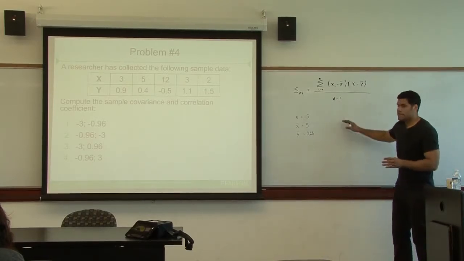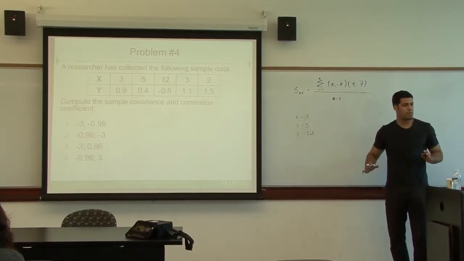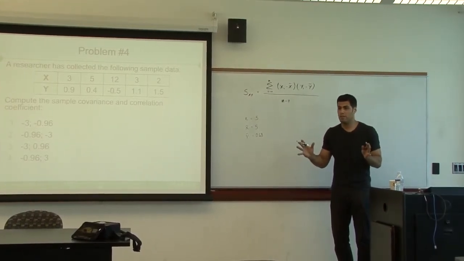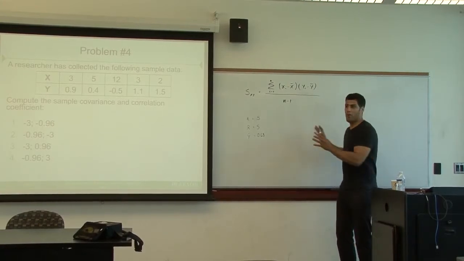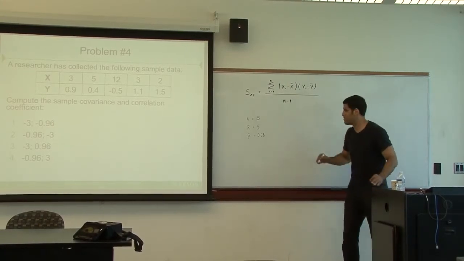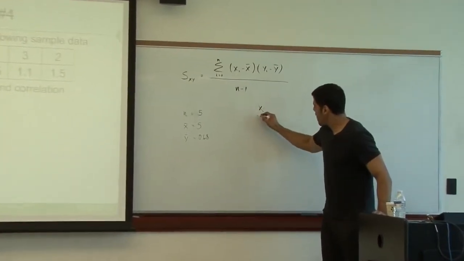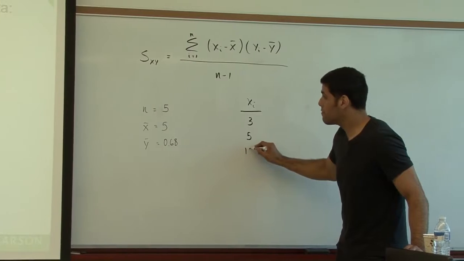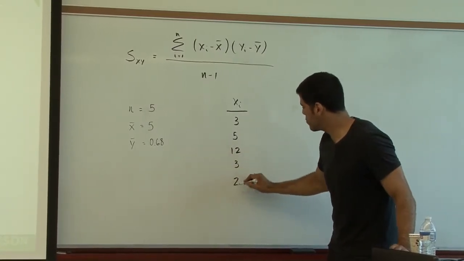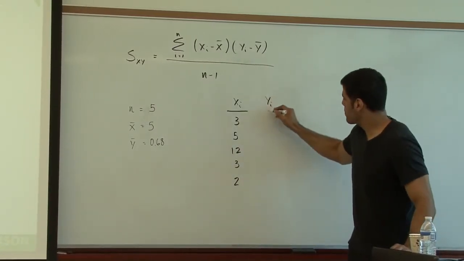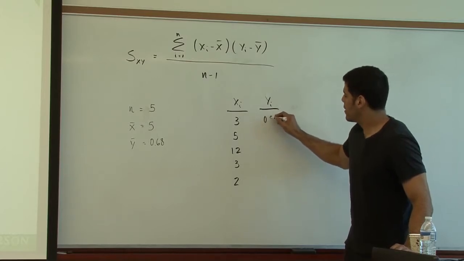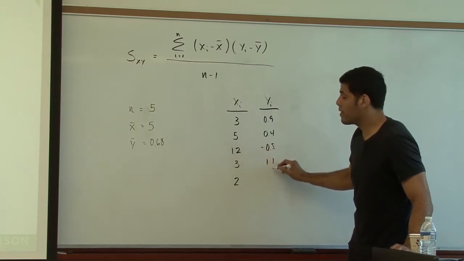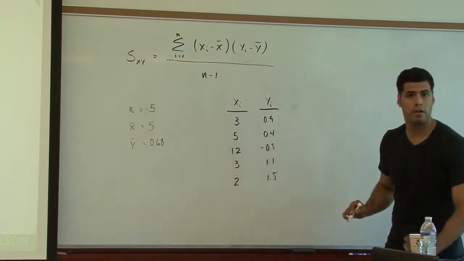All right. Let's do our Excel table. I'm not going to open up Excel because some people get scared when I use Excel. So I will do the same thing on the board. It's going to look like Excel, but it won't be Excel. All right. Xi says what? 3, 5, 12, 3, and 2. Yi: 0.9, 0.4, negative 0.5, 1.1, 1.5.